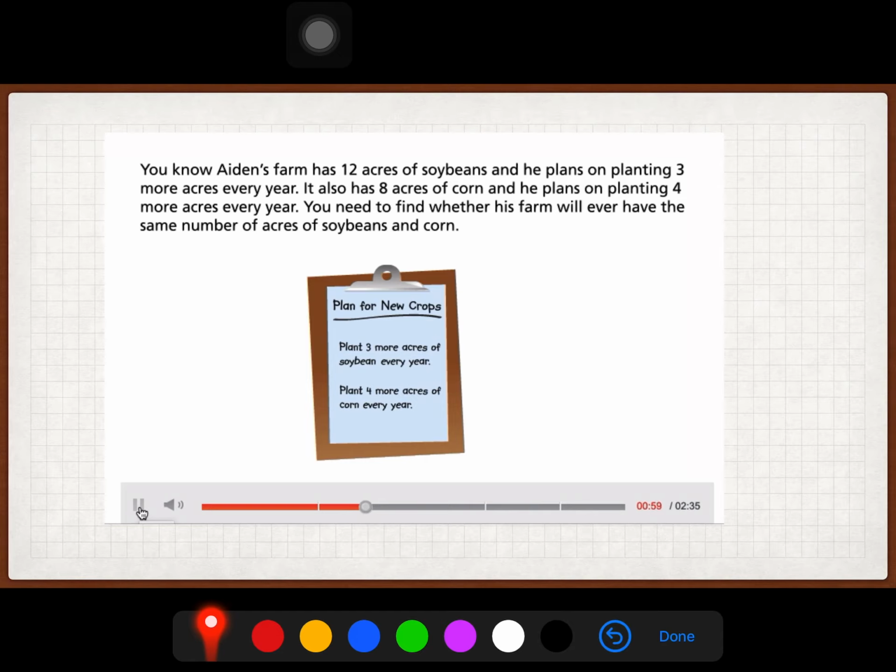After 2 years, will Aiden's farm have more acres of soybeans or corn? Explain how you know. After 2 years, Aiden's farm will have more acres of soybeans, since 18 acres is greater than 16 acres. Where the lines intersect at 4 years, Aiden's farm has 24 acres of each crop. Now you know how you can make sense of a problem and persevere in solving it. There you go.